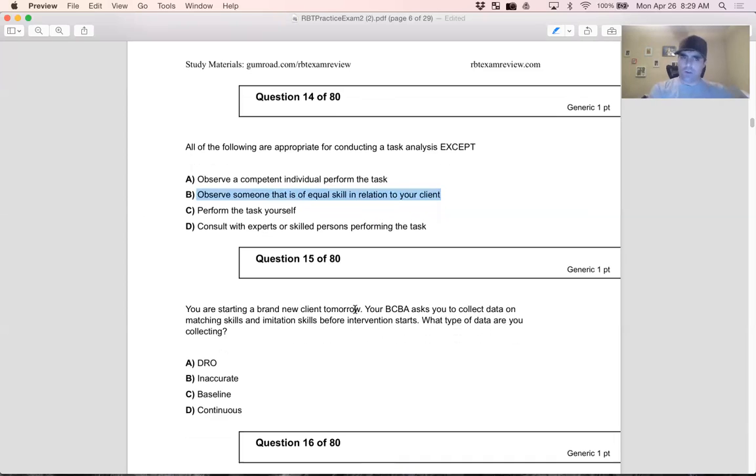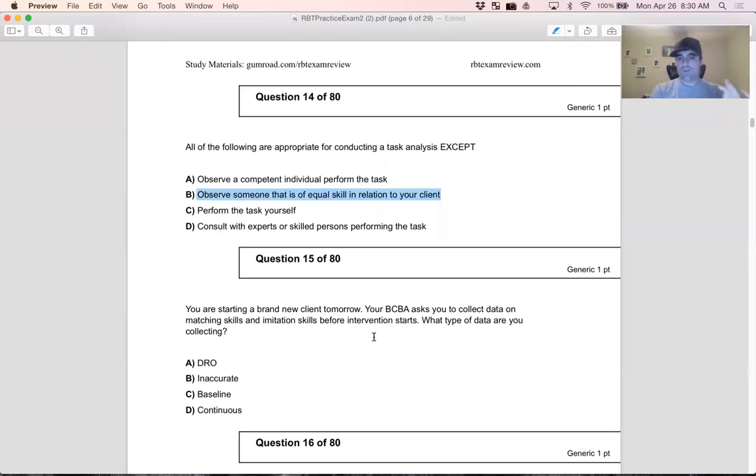Okay, you are starting a brand new client tomorrow. Your BCBA asks you to collect data on matching skills and imitation skills before intervention starts. What type of data are you collecting? So there's a dead giveaway in this question, if you've been studying your terms and definitions. So what is the dead giveaway?